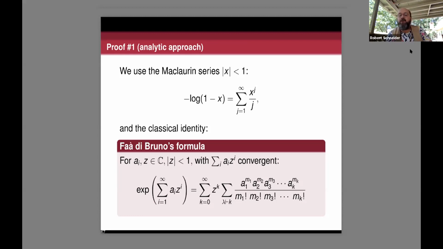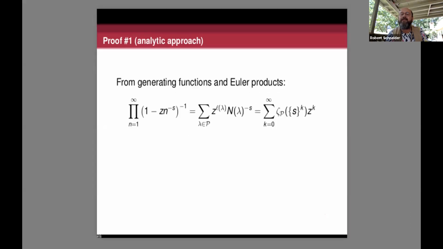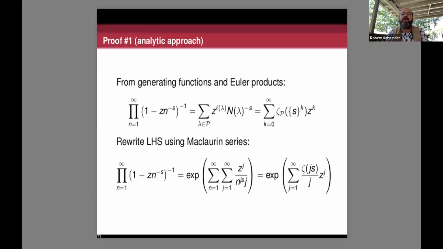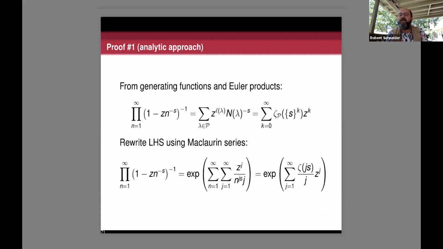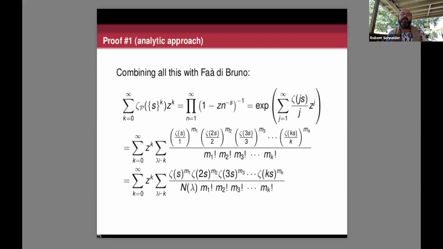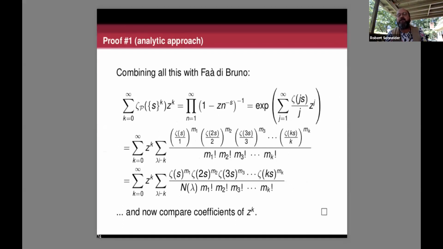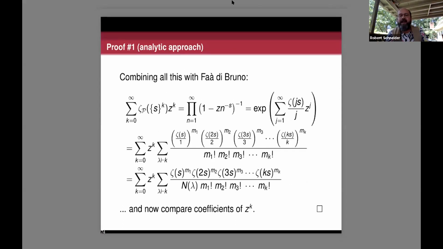I'm going to scan through the proof and just show you that you can prove it here from Faà di Bruno's formula using generating functions. Rewrite the left-hand side. See, this is a somewhat clever use of exponential functions and the Taylor series of the logarithm. You combine it with Faà di Bruno's formula, and it all flows through that we get the thing at the end, and then compare coefficients. And you see that the partition zeta function is equal to this thing. Sorry to scan through that so quickly.